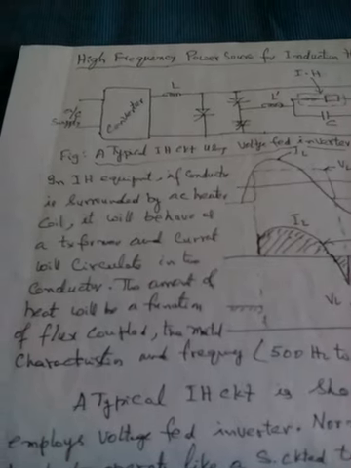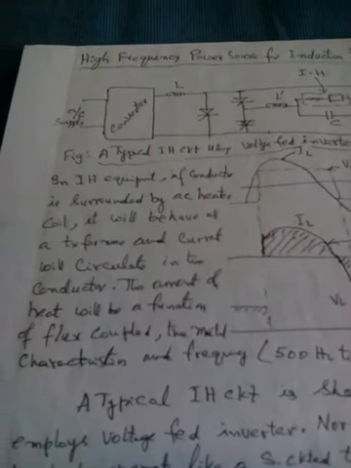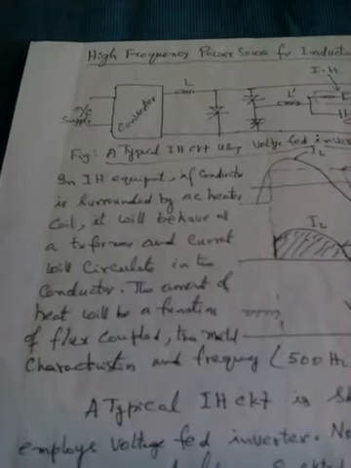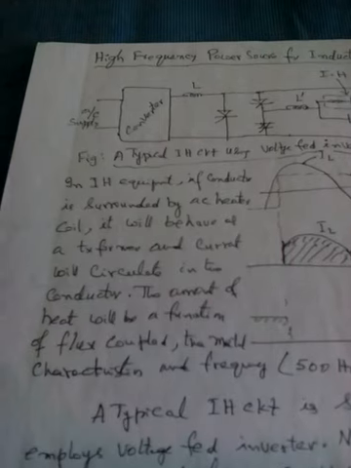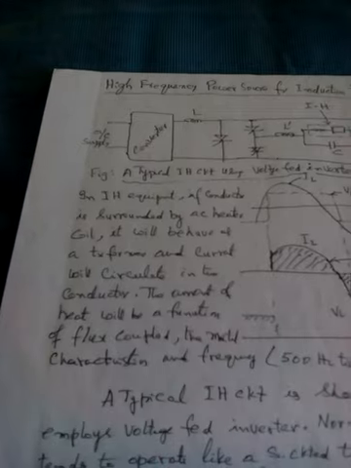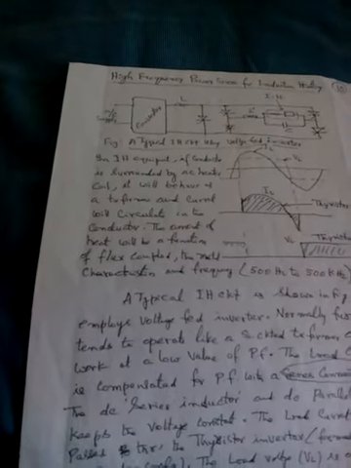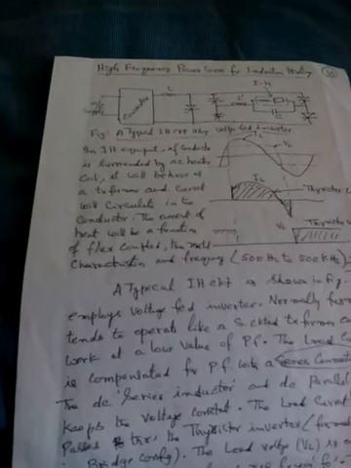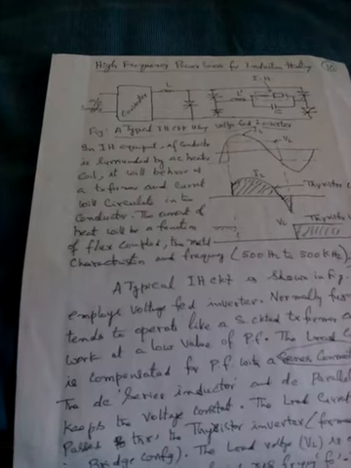In induction heating equipment, if conductor is surrounded by AC heater coil, it will behave as a transformer and current will circulate in the conductor. The amount of heat will be a function of flux coupled, the metal characteristics and frequency. So the amount of how much heat produced depends on magnetic flux coupled and depends on the metal characteristics like conductivity, and also it depends on frequency of the source.